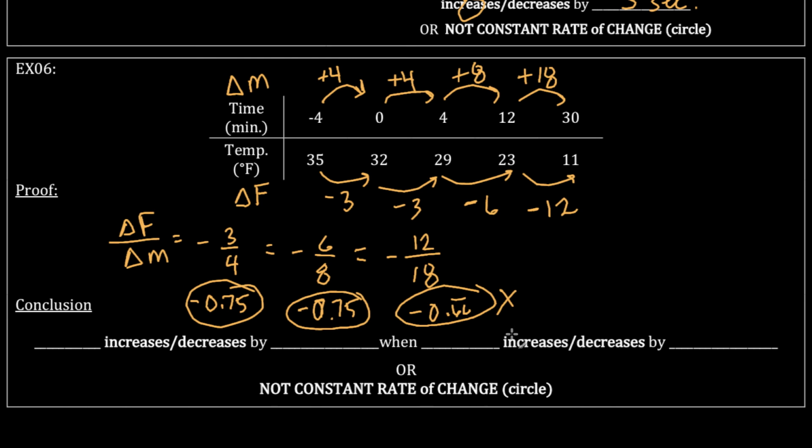So I want you to put an X on the obvious ones, or the one or ones that don't work. Like the obvious difference, just show that you know. So this is just not constant rate of change.